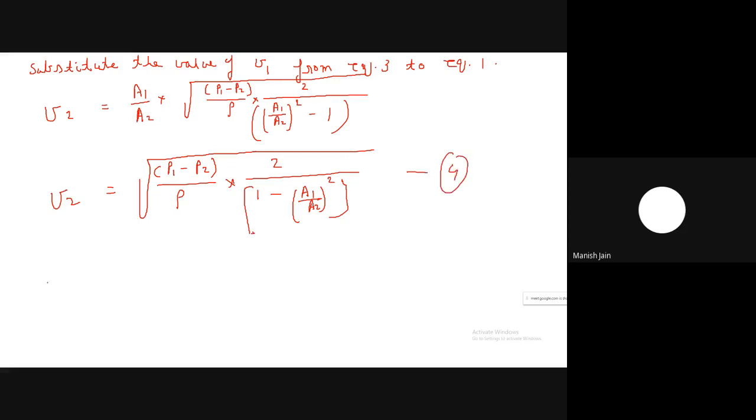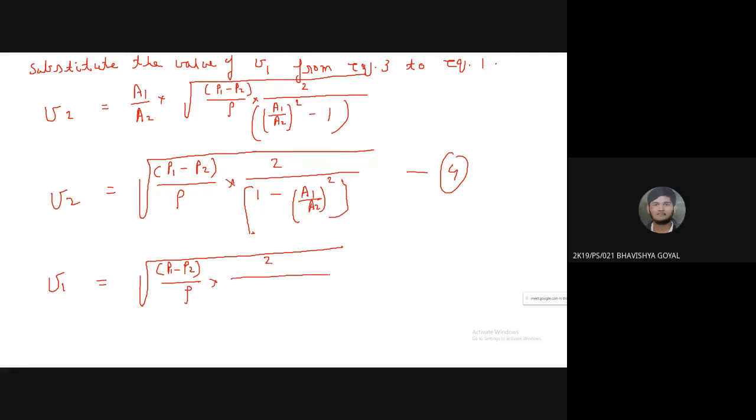And from equation number 3, you have the V1, that is equal to under root of P1 minus P2 by rho. Excuse me sir, yes, in the fourth equation, won't A2 by A1 come below? Yes, it will be A2 by A1. Okay. Now this is the V1, A1 by A2 whole square minus 1. Okay, this is equation number 3.